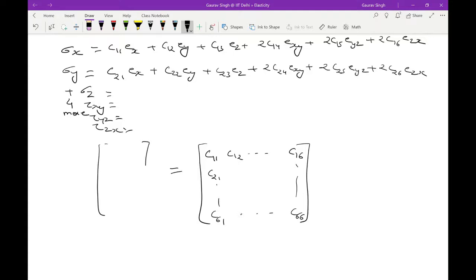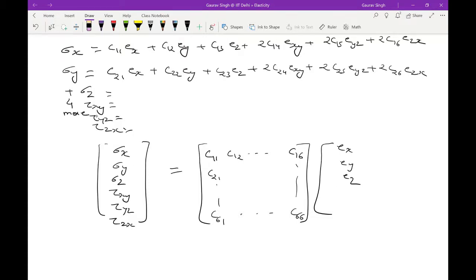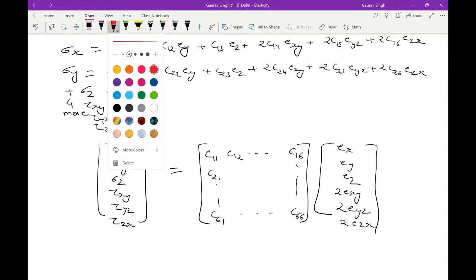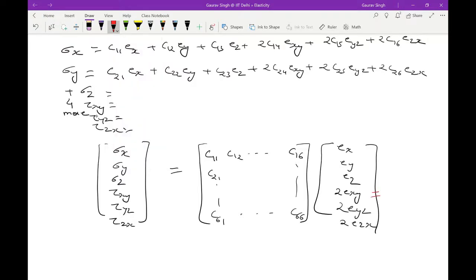Then you have 2exy, 2eyz, 2ezx. Now the reason this factor of 2 is written is because you can easily convert this to your gamma xy system.